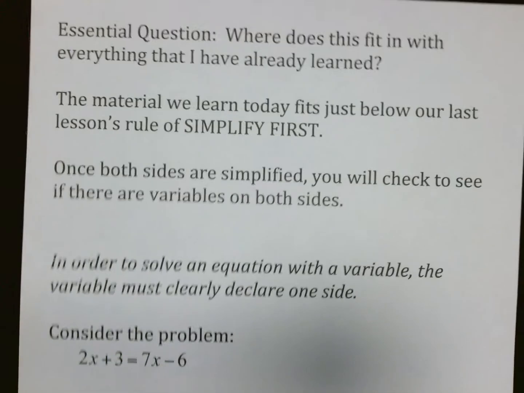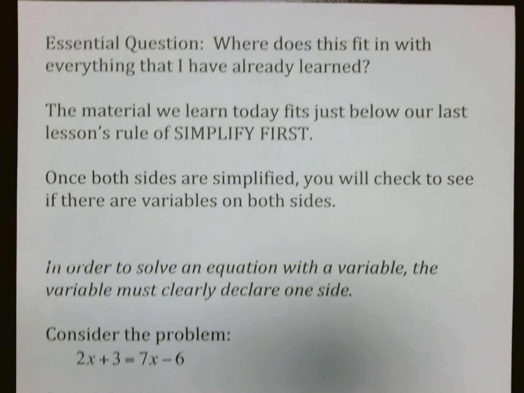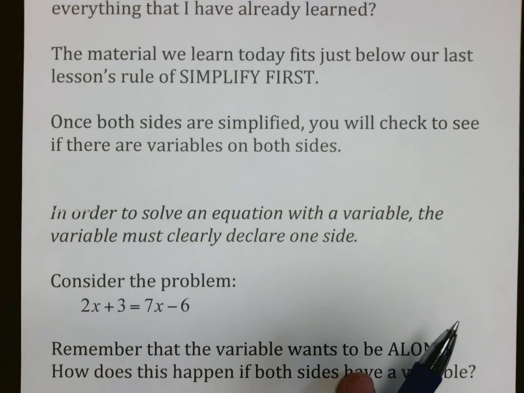So the essential question that we're looking at is, where does this fit in with everything you've already learned? Pretty much the material we learned just fits below our last lesson's rule, which is simplify first. Once both sides are simplified, you'll start to see that there are variables on both sides. In order to solve an equation with a variable, you must clearly declare one side.